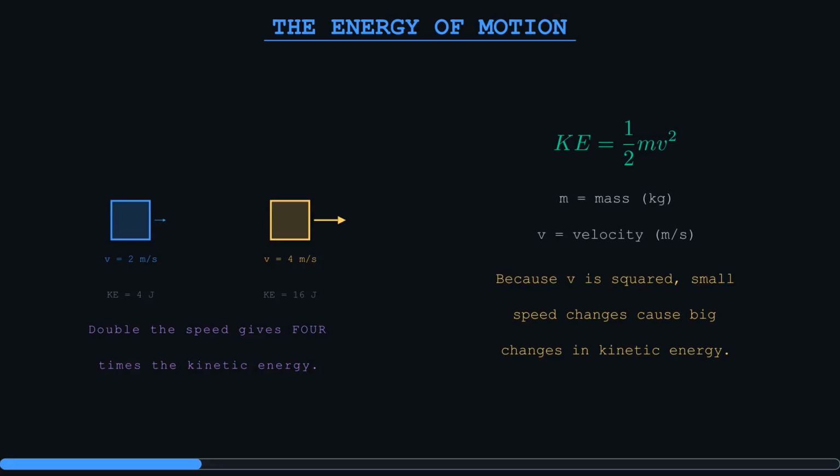Kinetic energy is the energy an object has due to its motion, equal to 1/2 mass times velocity squared. Because velocity is squared, doubling the speed of an object quadruples its kinetic energy, which is why higher landing speeds demand so much more braking energy from an aircraft.